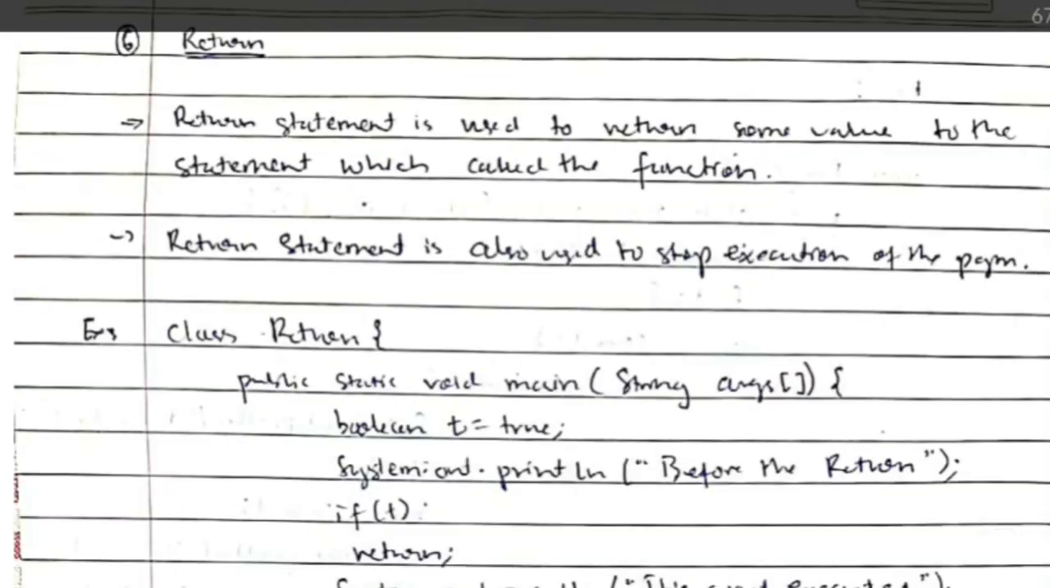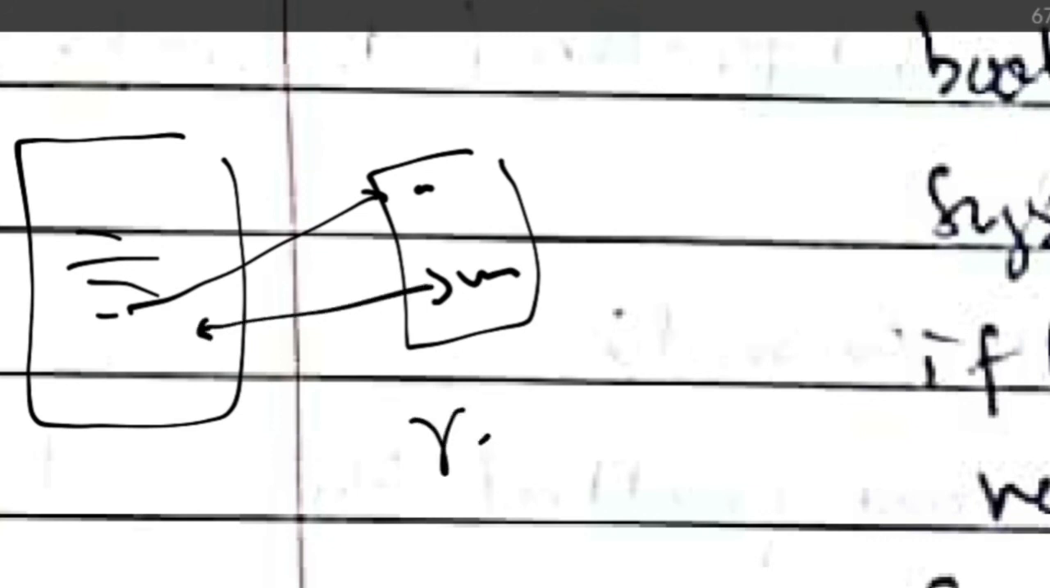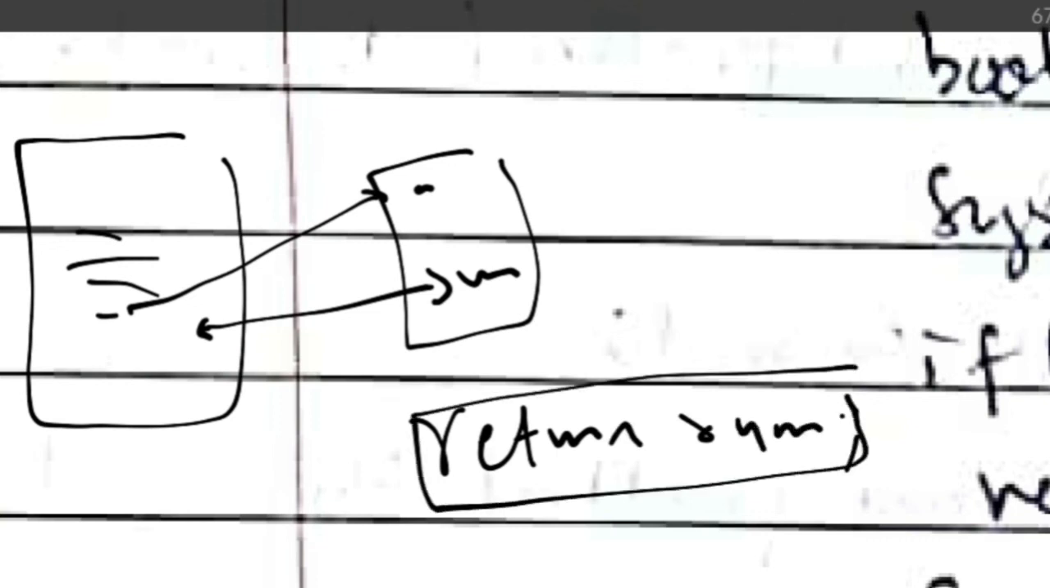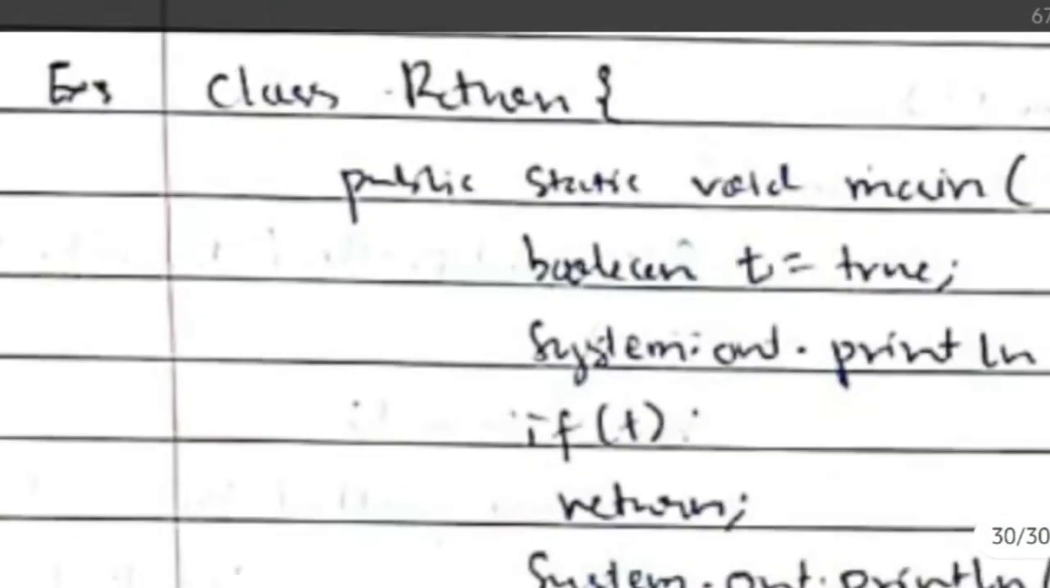Coming to the return statement, suppose that I have defined a function here to add two numbers, and in the void main function I call this statement. Then this function will be executed and the sum will be calculated here, and I want this sum back in the main function. So I will use a return statement as return sum. It will return the sum which is calculated in this function to the main program. That's one use of the return statement.